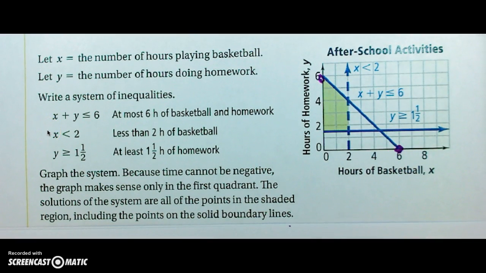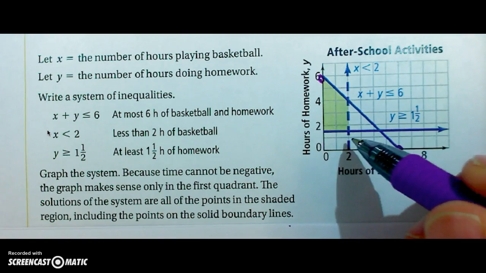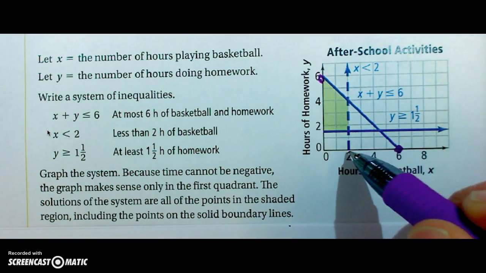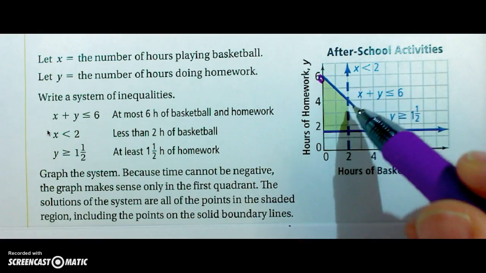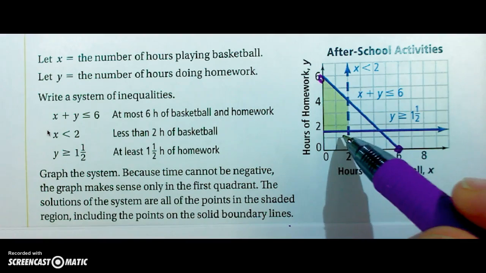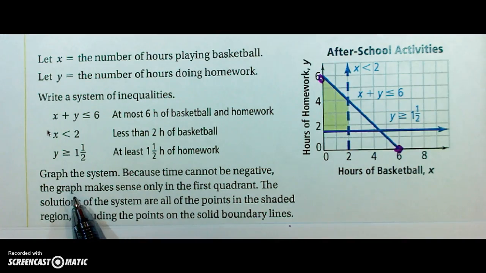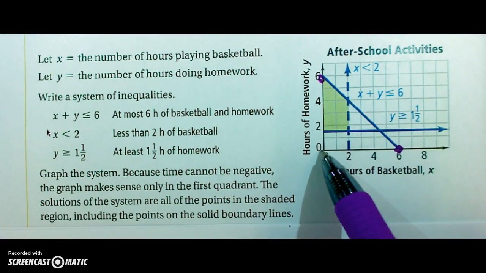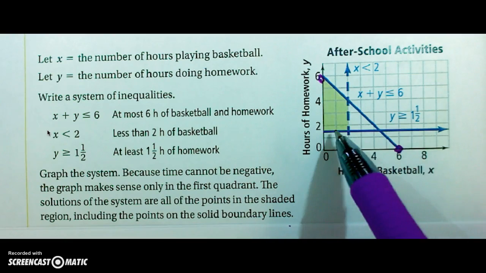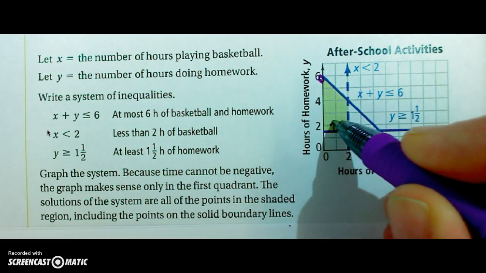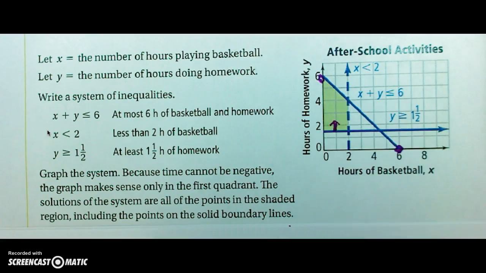Now I have x is less than 2. So I know everything is going to be less than 2 when x is less than 2. So I draw my line at 2, but I break it apart because it's going to be less than 2. And then we have y is greater than 1.5. So I come up to 1.5 on the homework and I draw my line, and it has to be above. So I'm going to draw an arrow here, everything above it.